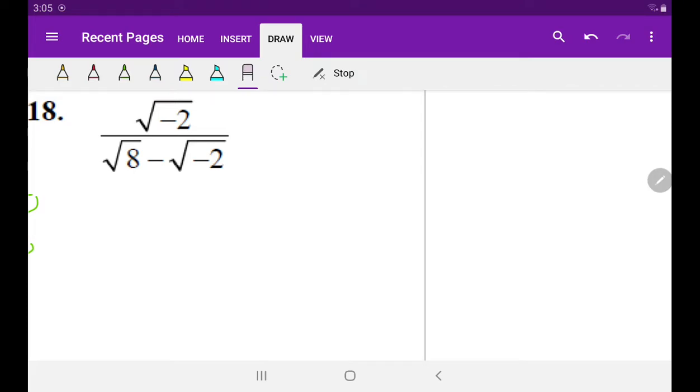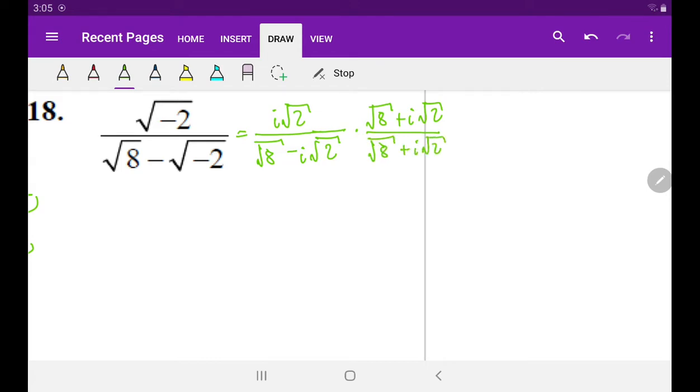Okay, so starting with number 18, I'm going to start off by writing that with my imaginary numbers. So that's going to be i root 2 times root 8 minus i root 2. And we can multiply that by the complex conjugate of our denominator. So that'll be root 8 plus i root 2 over root 8 plus i root 2.